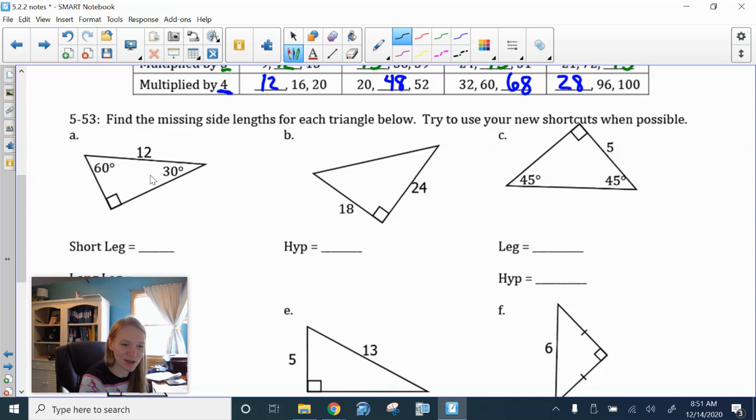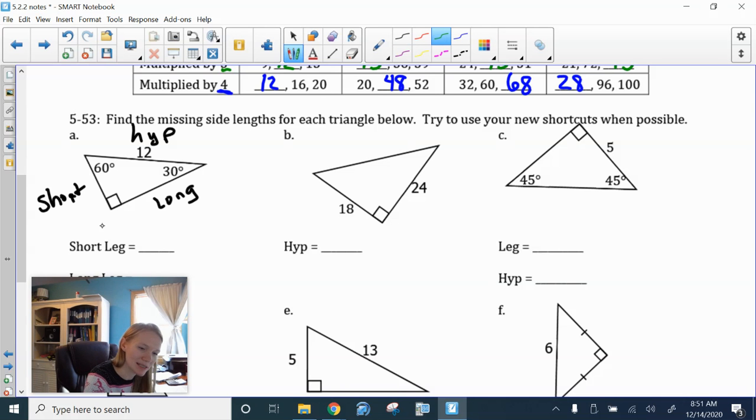So on this first one, I've got a 30, 60, 90 triangle. So I'm given the hypotenuse. The short leg is what I'm trying to find. And the longer leg also something I'm trying to find. So I need to find 2 different measures.